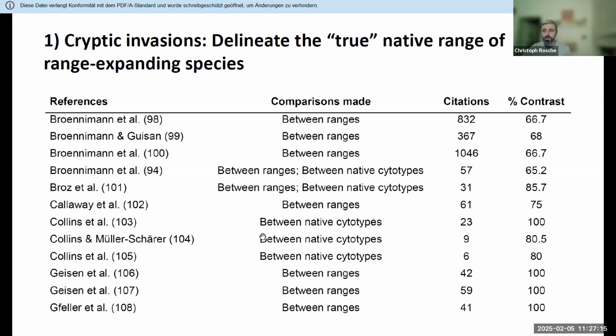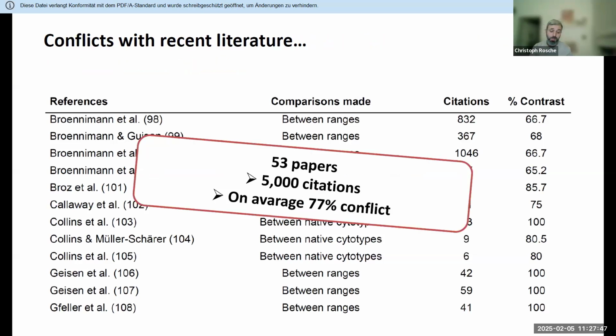What you can see is an overview of some of these publications, and the first column is for the reference, the second one is the comparison they made, so either between ranges or between cytotypes, and the third column is the number of citations of each study, and most importantly, the last column shows the percentage of European populations used in this study that are based on our assessment actually not native. And this represents a huge body of research with over 5,000 citations in total.